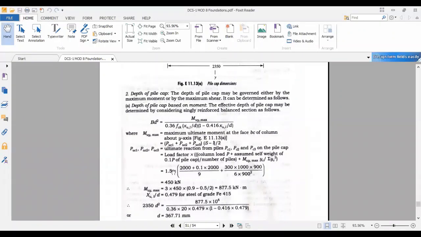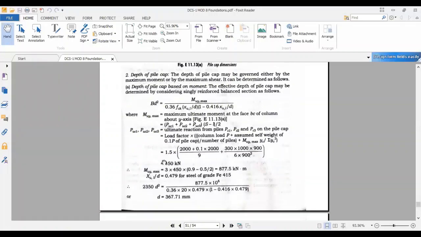So load factor is 1.5 multiplied by column load, which is given as 2000, plus 0.1 times of P, that is 0.1 times of 2000, upon number of piles, which is 9, plus MUY max, which is given by 300 into 1000 into 900 upon summation of YC square. So it becomes 6 upon 900 square. So the value is 450 kilonewton.